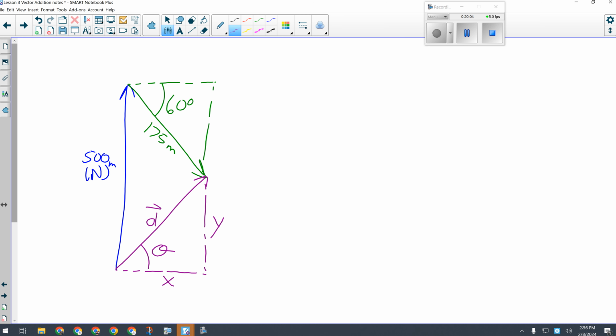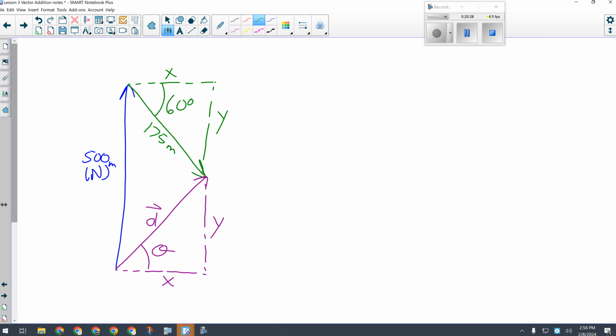This object goes 500 meters north and then it does this. When it does this, does it also go south? It goes east and south at the same time. And I can figure out how much east and south it goes using trig. So this green vector also has an x component and a y component.